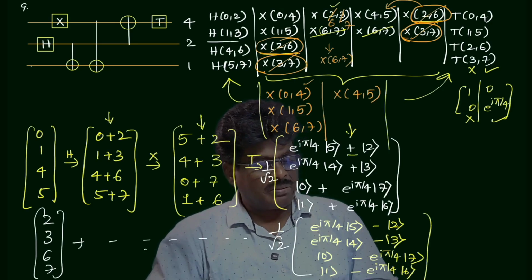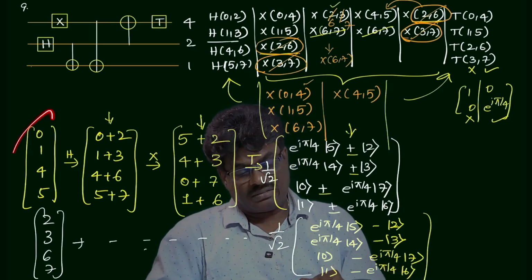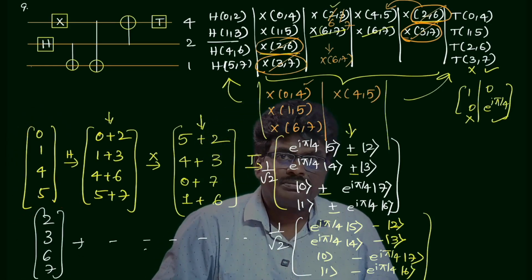Or you can write here plus or minus like this. Plus is for these states and minus is for these states. Okay.